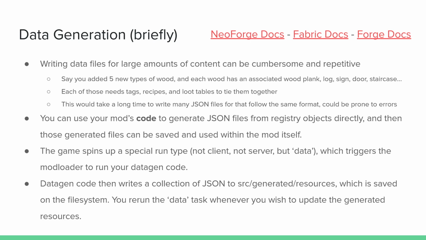All that would be very, very cumbersome to write all the JSON definitions. And you could also probably make some mistakes copy pasting it. I know I've done it. So you can use your mod's code, the actual code itself. You can write code that generates these JSON files from the registry objects themselves. So then you don't have to associate it arbitrarily. And then it generates the JSON files, writes them, caches them, and then puts them into the source generated resources folder, which is saved between runs.